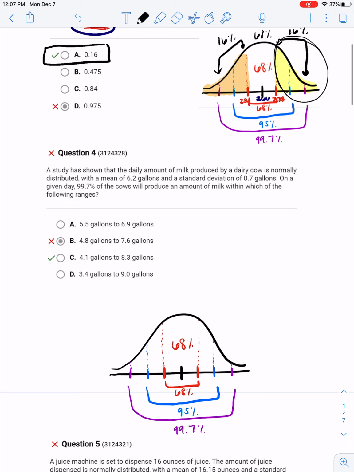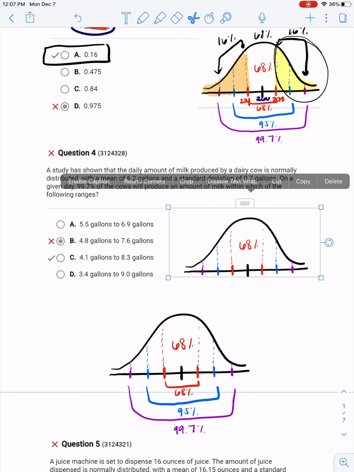A study has shown that the daily amount of milk produced by a dairy cow is normally distributed with a mean of 6.2 gallons and a standard deviation of 0.7 gallons on a given day. 99.7% of the cows will produce an amount of milk within which of the following ranges? All right, so let's just draw maybe a simpler curve this time. You know what? Here, I'll copy this part right there.